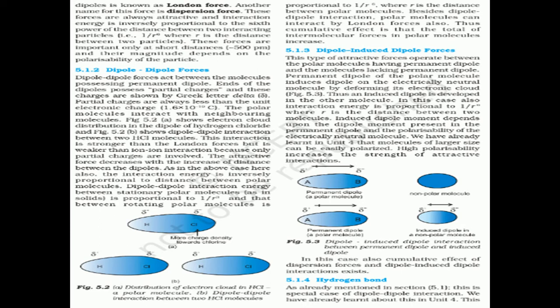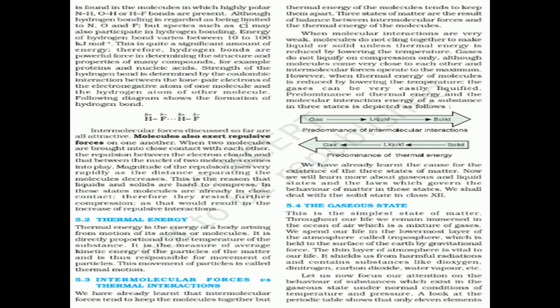And the next one is hydrogen bond. I think you have heard the name hydrogen bond. Hydrogen bond is a special case of dipole-dipole interaction. When a hydrogen atom is bonded to atoms of highly electronegative elements such as fluorine, oxygen, nitrogen, the hydrogen atom forms a weak bond with the electronegative atom of the other molecule. This weak bond is called hydrogen bond. For example, in hydrogen fluoride, the hydrogen atom forms a weak bond with the fluorine atom.